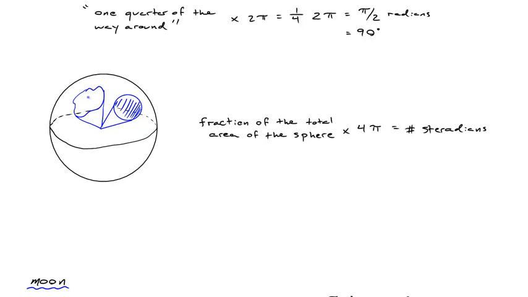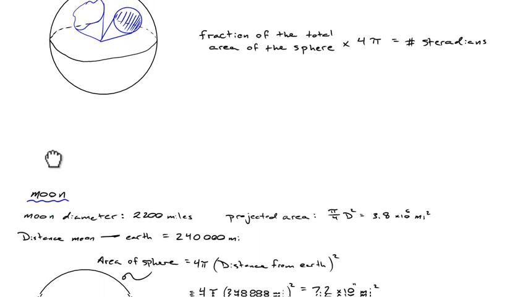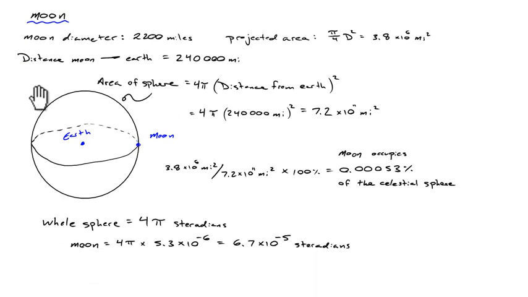In both cases, we figure out the area and divide by the total area of the sphere, multiply that by 4 pi, and we can come up with the number of steradians. I want to demonstrate this by using a couple of common examples. One of which is the moon: think about looking up at the moon from the Earth. The diameter of the moon is about 2,200 miles. So if you dug a hole through it for 2,200 miles, you'd come out on the other side of the moon. The projected area that we're seeing is the area of the circle when we look up at the sky, looking at the moon.